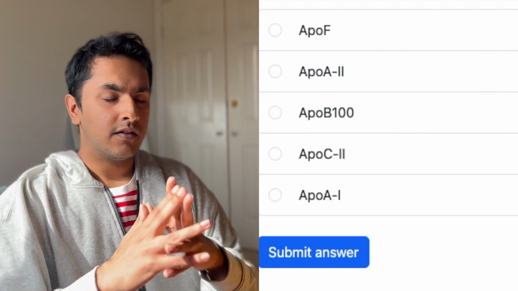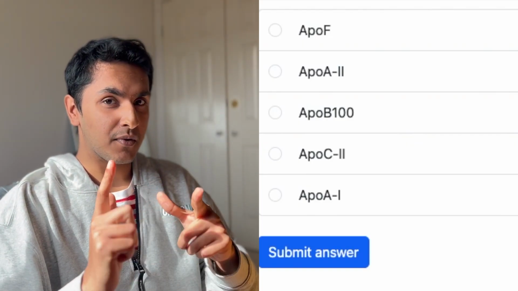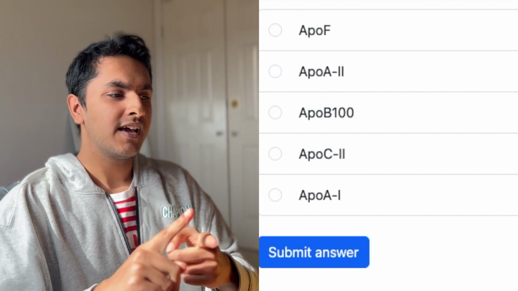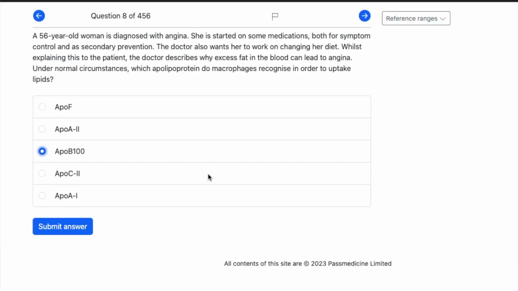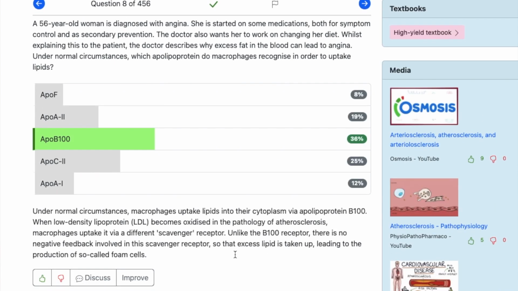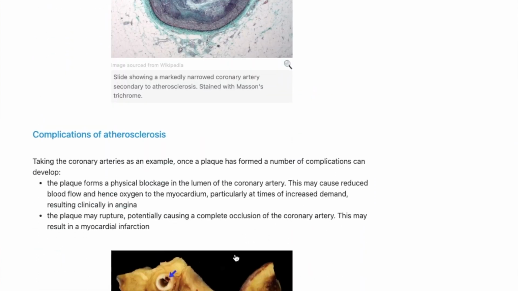Now, from memory, I think that it is either ApoC2 or ApoB100. It's been a while since I did this because we were taught this in first year, but I'm going to say it's ApoB100 because I think ApoC2 is actually on the endothelial walls. Okay, so let's have a look. There you go. So it is ApoB100. We can have a look to see if I got the other one correct.